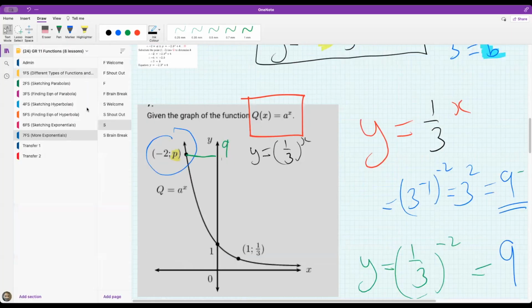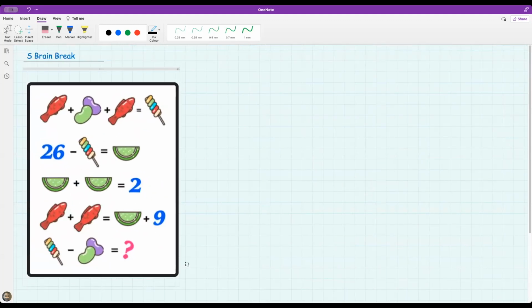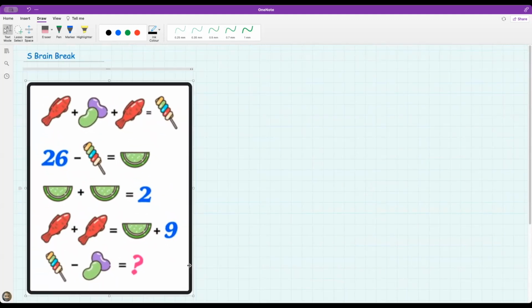Let's do a little puzzle just to keep our brains guessing a little bit. So here is today's logic puzzle. Can you work out what a candy stick minus jelly beans is going to be equal to? Let me know in the chat what you think the answer is.